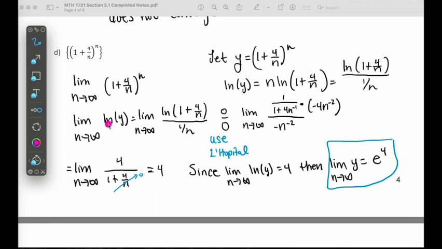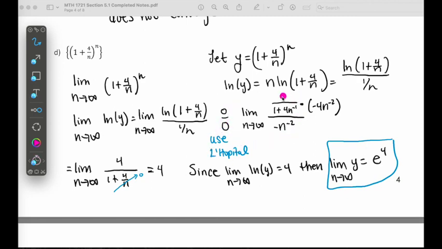So when I take the limit of the natural log of y, that's the limit of the natural log of this expression right here. But because I want to be able to use L'Hopital, I rewrote it where the n is going to go downstairs in the denominator as 1 over n. So that way I have it where the numerator approaches 0, the denominator approaches 0, and I have it in the form to use L'Hopital.